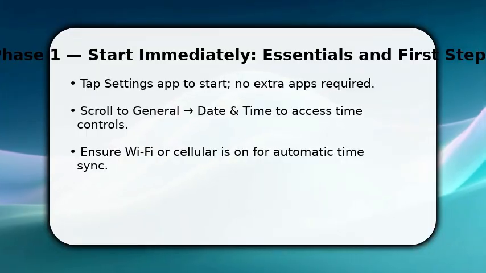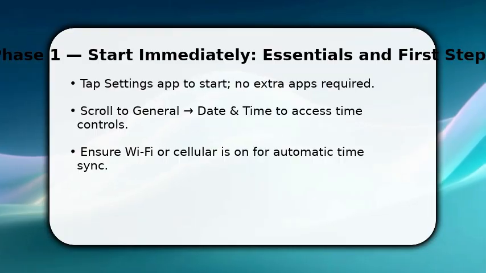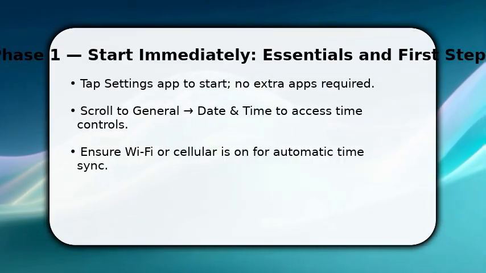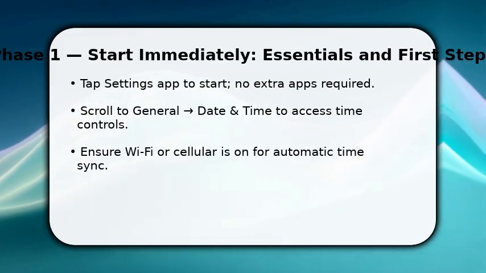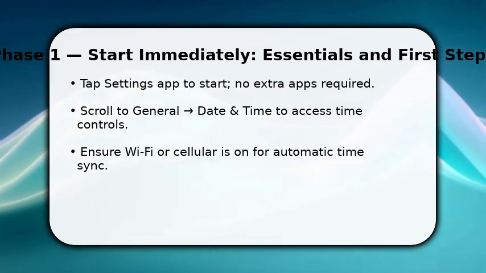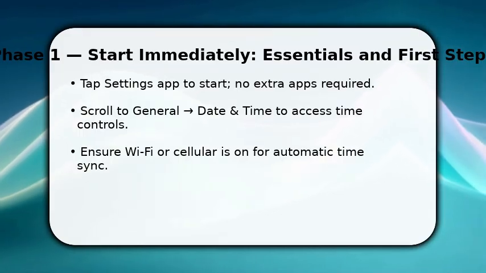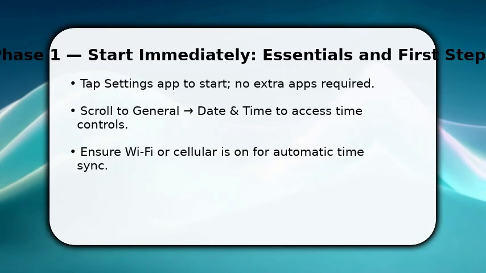You start by opening Settings and going straight to General, then Date and Time. This is where the clock lives. Once done, you can choose automatic syncing or manual control. Make sure Wi-Fi or cellular is active because automatic time pulls from network and location services.